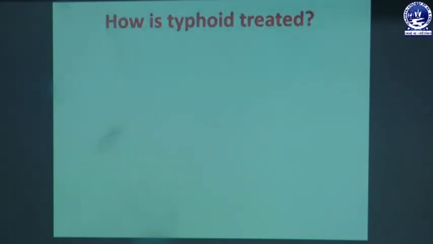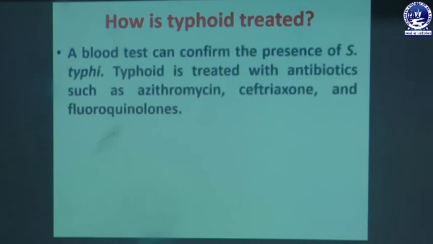Next is, how is typhoid treated? Meaning how we can treat the typhoid disease. A blood test can confirm the presence of Salmonella typhi. Typhoid is treated with antibiotics such as azithromycin, ceftriaxone, and fluoroquinolones.